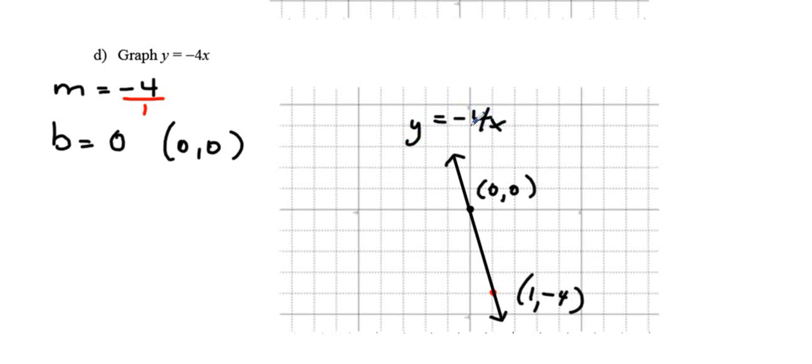Okay, hopefully you got that right. So that's really all there is to graphing lines given the equation in y equals mx plus b form. Okay, it's called slope y-intercept form.